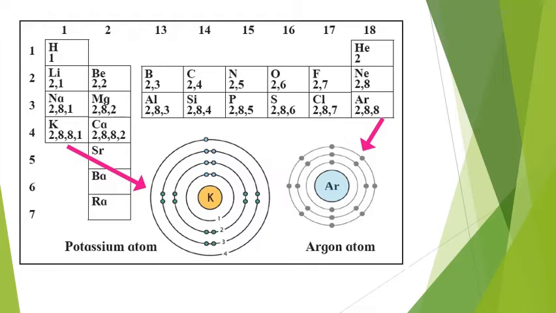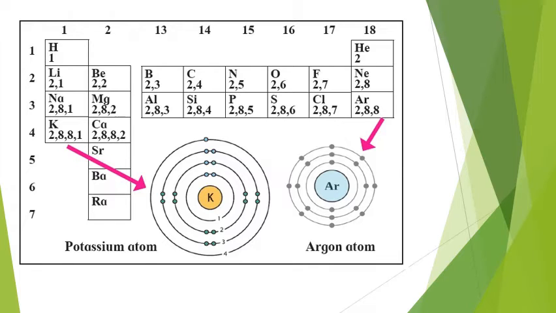Hydrogen has atomic number 1, that is 1 electron. So in its outermost orbit, it consists of 1 electron and it has only 1 shell. That is why it is kept in the period 1, group 1.